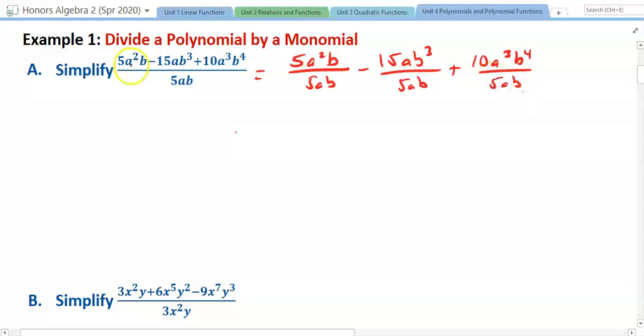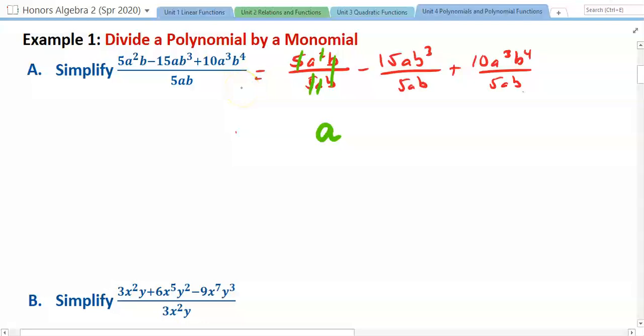Because remember, if I have multiple things being added or subtracted in the numerator over one denominator, I can separate it into their individual pieces. And so this will actually make it easier to simplify this problem. Because if you look at the first fraction, 5 divided by 5 is 1. Here I have a squared and a, so one of the a's will cancel, and b over b will completely cancel. So from this first fraction, all I'm left with is a.